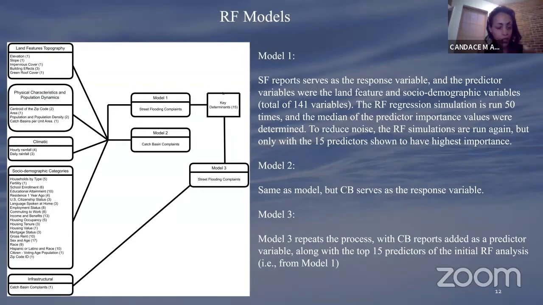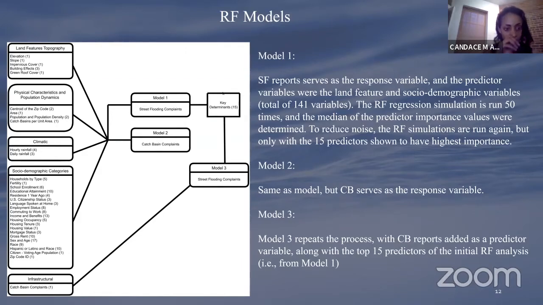So this is a depiction of the models we input into our random forest model algorithm. So I'm going to go through this a little quickly. Basically, I'm just going to talk about the variables we used. We used the elevation, slope, impervious cover, building effects, and green roof cover as far as the land feature topography variables. For the physical characteristic and population dynamics, we use the centroid of the zip code, area, population, and density, and also catch basins per unit area. For climatic, we use hourly rainfall and daily rainfall.